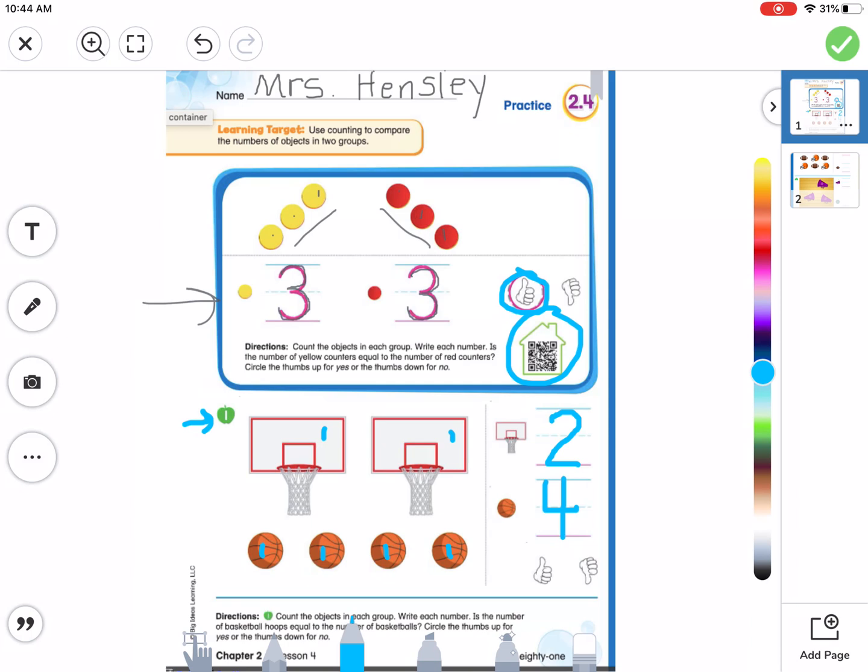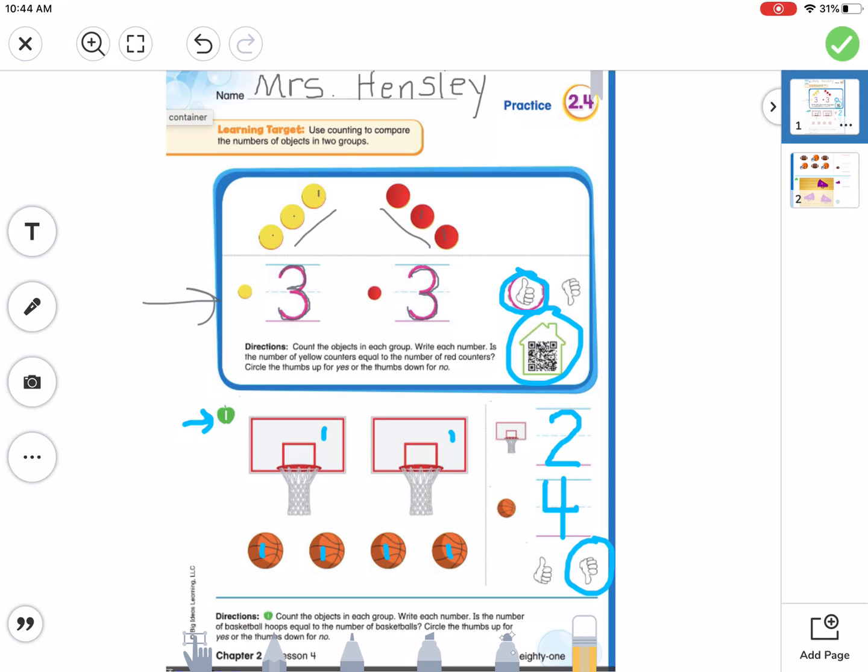Okay, is the number of basketball hoops equal, meaning the same, to the number of basketballs? Are these 2 numbers the same? 2 and 4. No, they are not, are they? 4 has more than 2. So let's circle the thumbs down. Circle the thumbs down because they are not equal, are they?